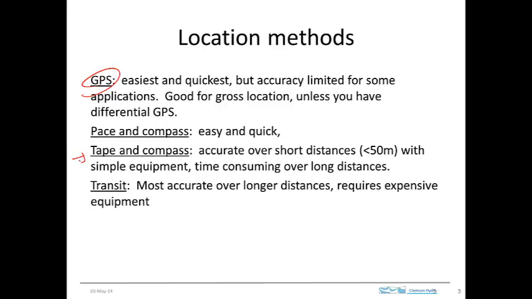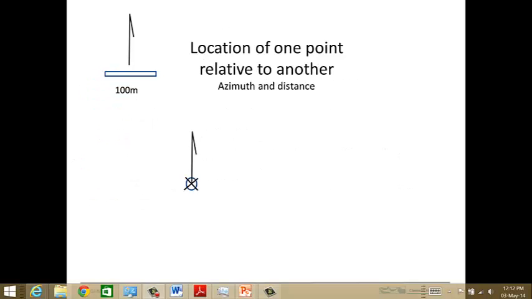So a tape and compass. And then if we replace the tape and compass with a transit, that allows us to have a map that's even more accurate still. So it all depends on our needs. We'll measure the location of one point relative to another using two methods.